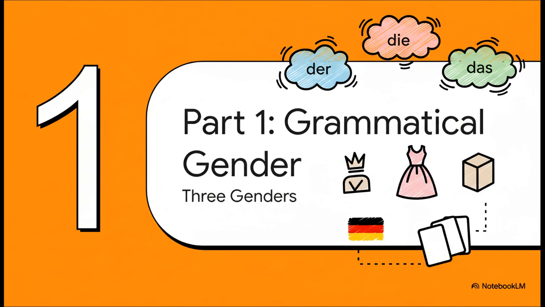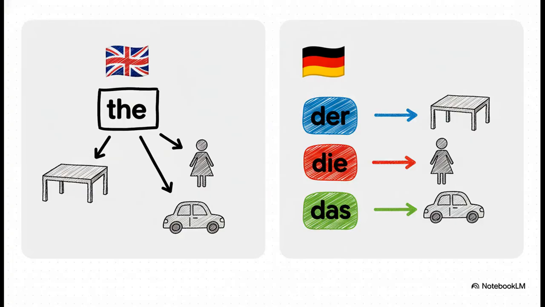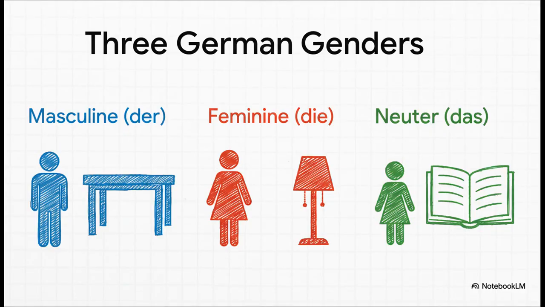What in the world is it, and why is it so fundamental to speaking German? Well, this slide pretty much says it all. In English, things are so simple, right? We just have one word: the table, the woman, the car. Easy. But in German, you've got three different words for "the," and which one you use all depends on the noun's gender. And here they are. You've got masculine, which uses der, feminine, which uses die, and neuter, which takes das.